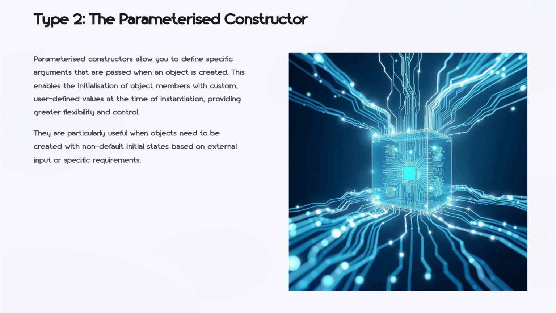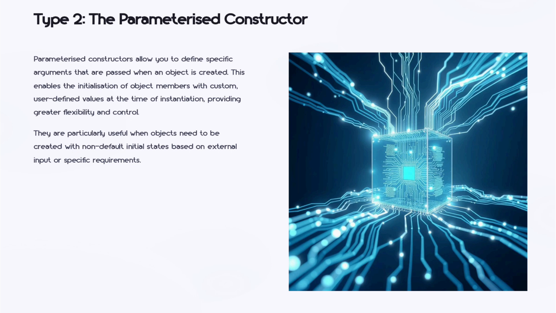Type 2, parameterized constructor. The parameterized constructor allows you to define specific arguments that are passed when the object is created. This enables the initialization of the object's members with custom user-defined values at the time of instantiation, providing greater flexibility and control.